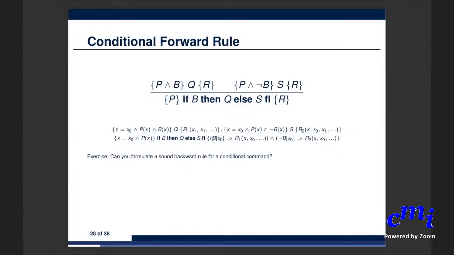The key point to observe is that it is expressed as two conditionals, I mean implications. One for the case where the Boolean condition of the if-then-else is true, and the other for the case where it is false. What is important to note is that this Boolean is evaluated on the values of the variables in the pre-state. That's why x naught is substituted.